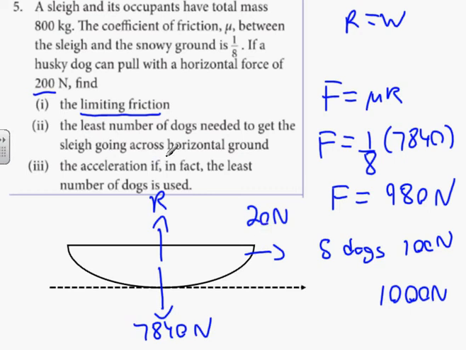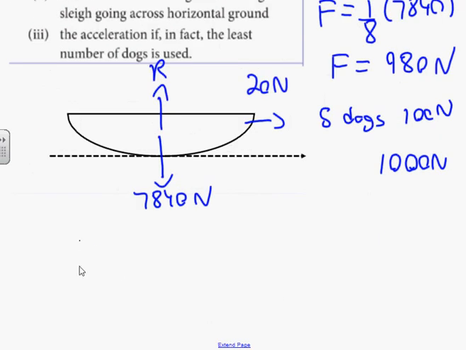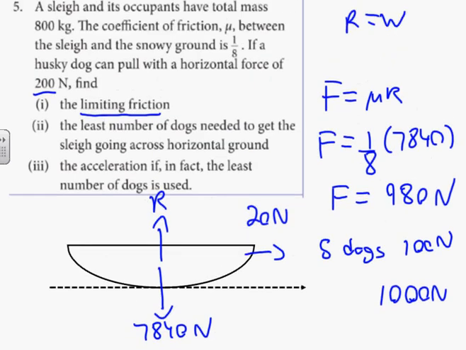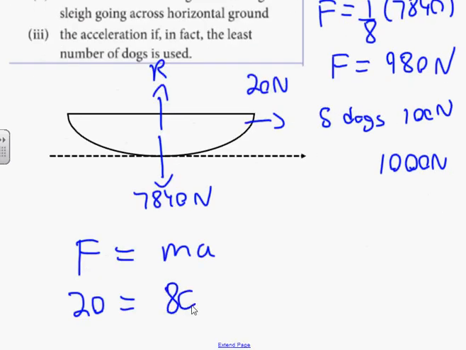The acceleration, if in fact the least number of dogs was used. So F equals ma. We're talking about 20 newtons of force being equal to 800 kilograms of mass multiplied by a. So a equals 20 divided by 800, which is, anybody?